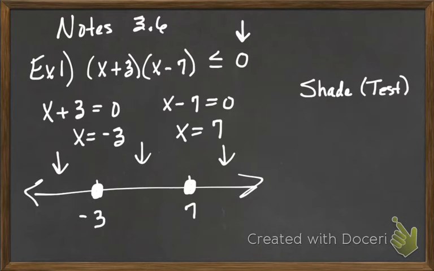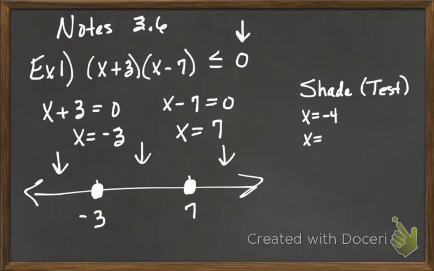Okay? So we're not sure. That one inequality sign can't tell me all that. So what you're going to do is pick any number on the left-hand side of -3. We're going to test it. Pick a number that's less than -3. -4. Pick a number, any number between -3 and 7.